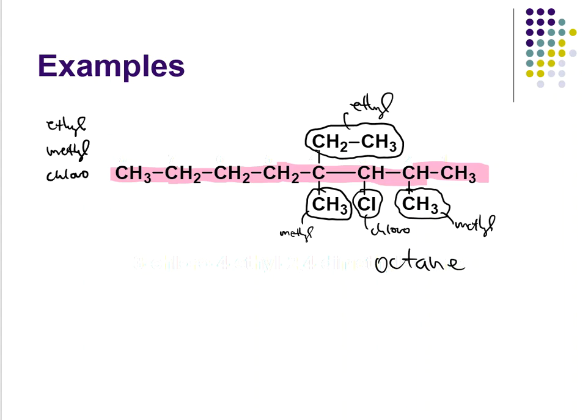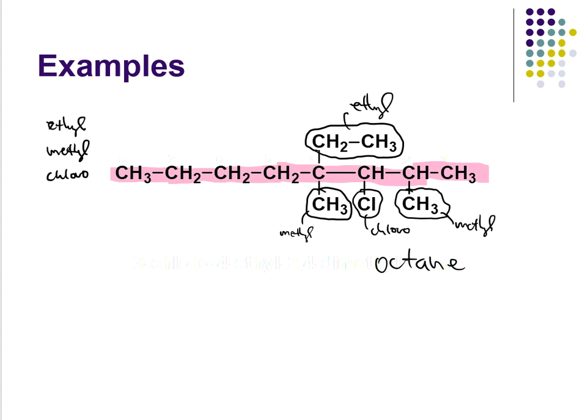And they told me in the rules that they really like it when things are in alphabetical order. So C comes before anything else, and that's probably what I need to write down first. So chloro is going to be written down first for that reason. E comes before M, so ethyl would come next, and then methyl would come last.